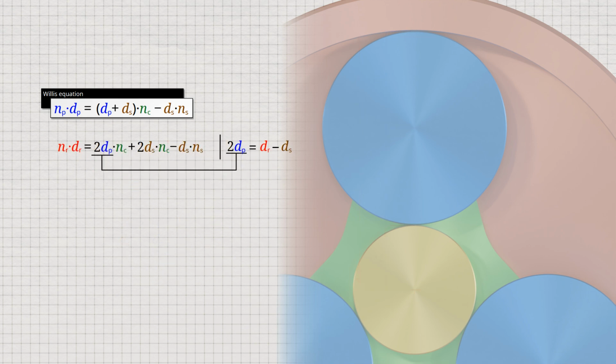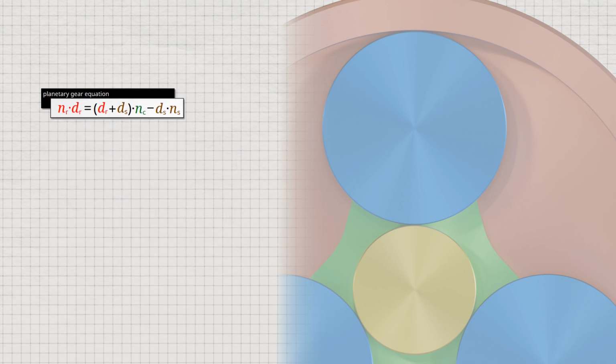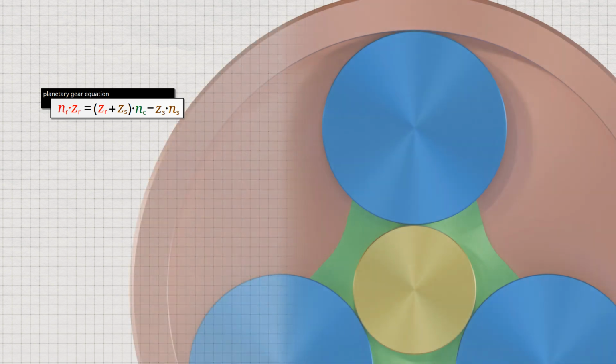We then simplify this equation and rearrange the terms a bit. This gives us the fundamental equation for conventional planetary gearboxes. Note that this equation is independent of the planet gears. Neither the speed nor the diameter of the planet gears play a role. Since the pitch circle diameters of gears are proportional to the number of teeth, the planetary gear equation can also be expressed by the number of teeth of the ring gear and the sun gear.